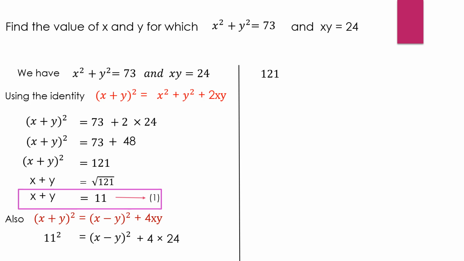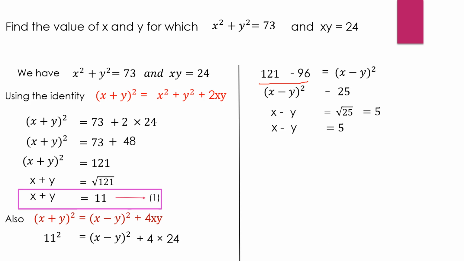121 is equal to, good, x minus y the whole square plus 96. But in order to find x minus y the whole square, we will subtract 96 from 121. That is, 121 minus 96 gives x minus y the whole square. So, x minus y the whole square will be 25. Good. What will be x minus y? Correct. It's square root of 25. Then, what is square root of 25? 5. So, we got x minus y as 5. And we call this equation number 2.